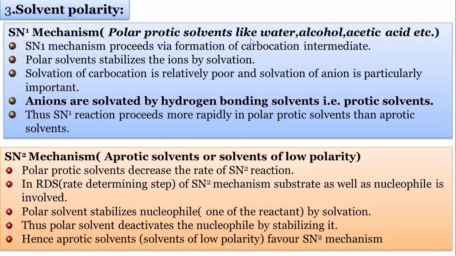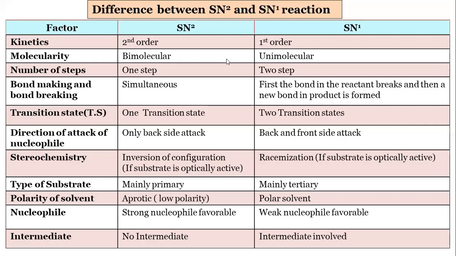Then the solvent polarity. Remember, the SN1 mechanism is favorable only in polar protic solvents like water, alcohol and acetic acid. The SN2 mechanism is favored in aprotic solvents or solvents having low polarity. This is the explanation I have given for why this is favorable, but it is not required to remember. Those students who are preparing for competitive exams, read it carefully. Other students only remember that the SN1 mechanism is favorable in polar protic solvents like water, alcohol and acetic acid, and the SN2 mechanism is favorable in aprotic solvents or solvents with low polarity.